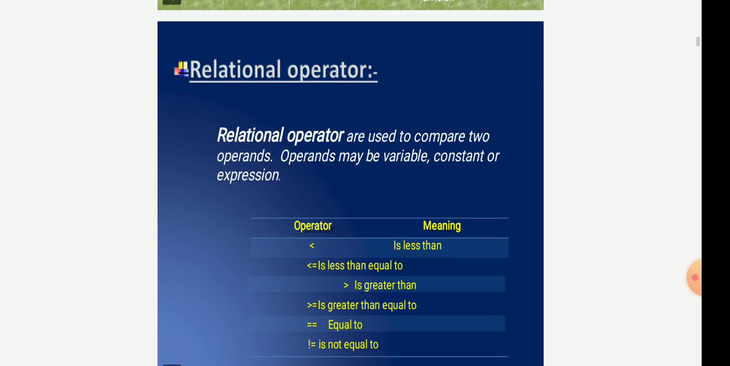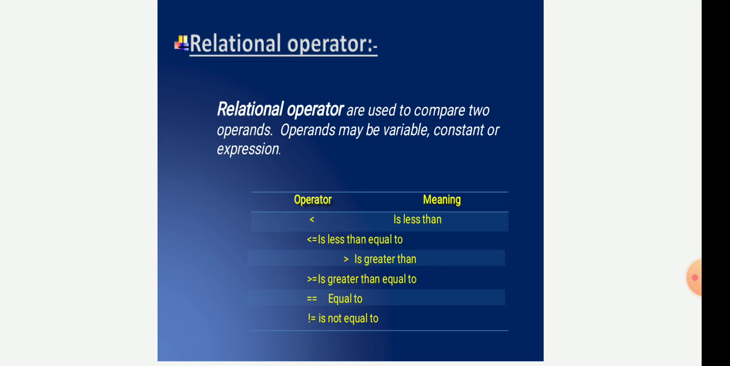Then we have our relational operators. So why are we using relational operators? If we want to compare two operands, then we take the help of relational operators. So dear students, what are the various relational operators? You can see here we have less than, less than or equal to, greater than, greater than or equal to, equal to, and not equal to operators. So these all are our relational operators.